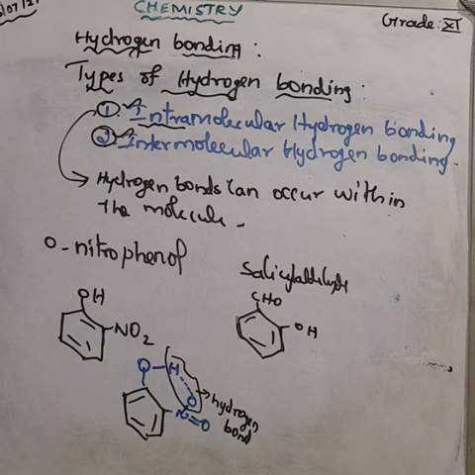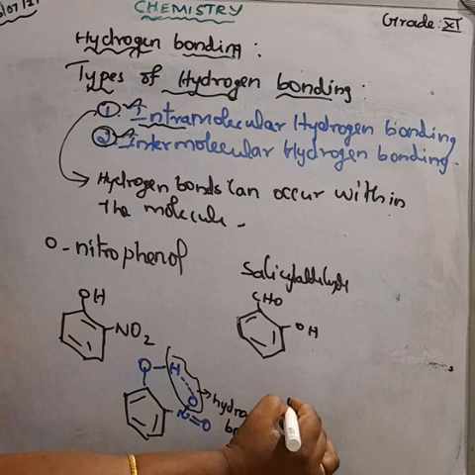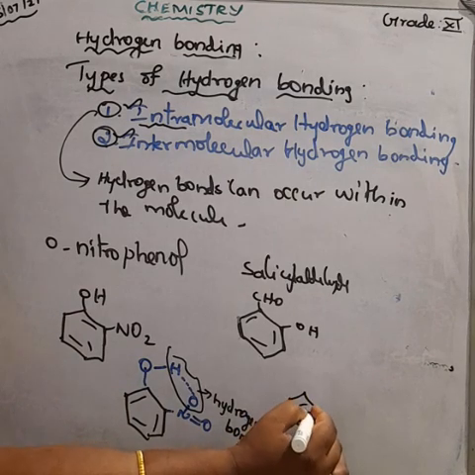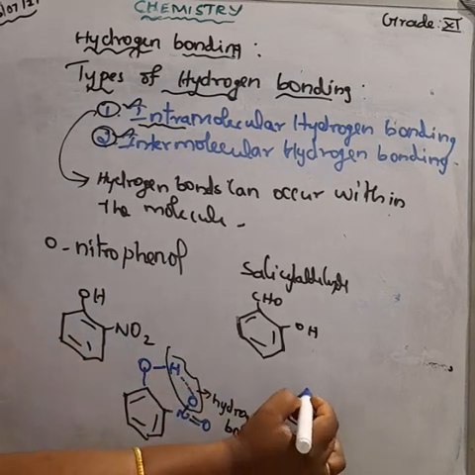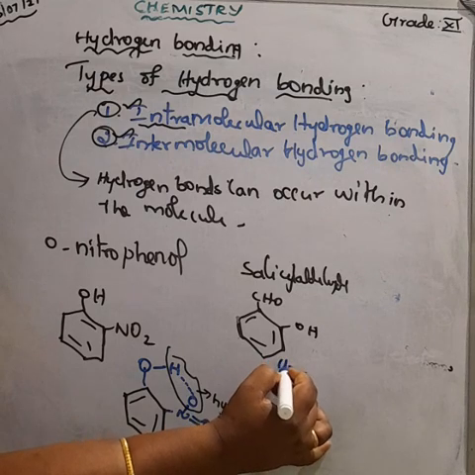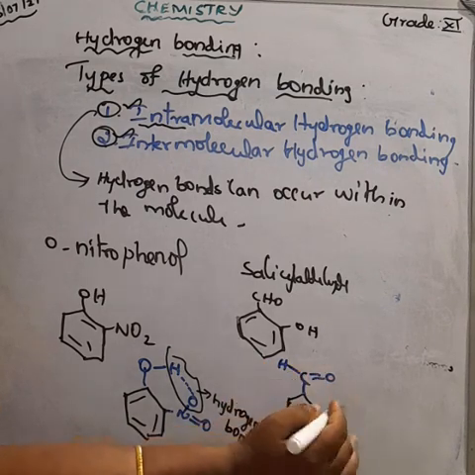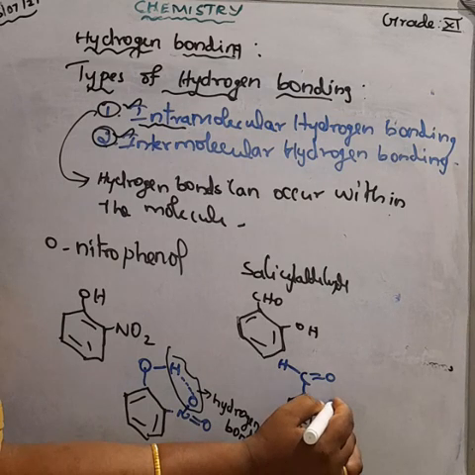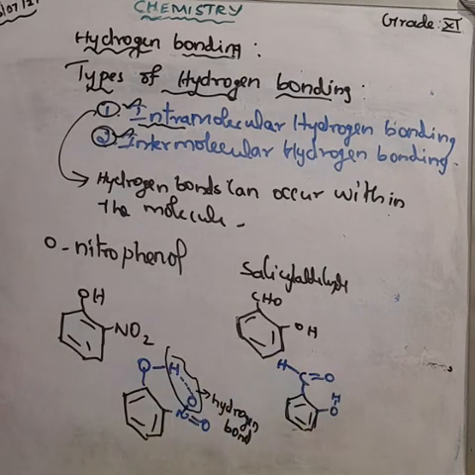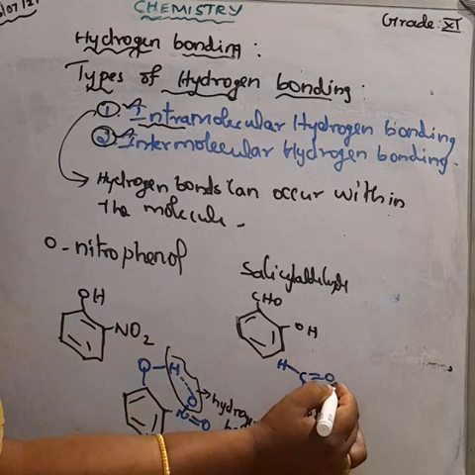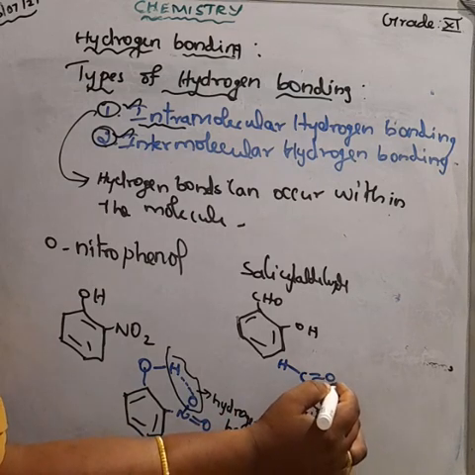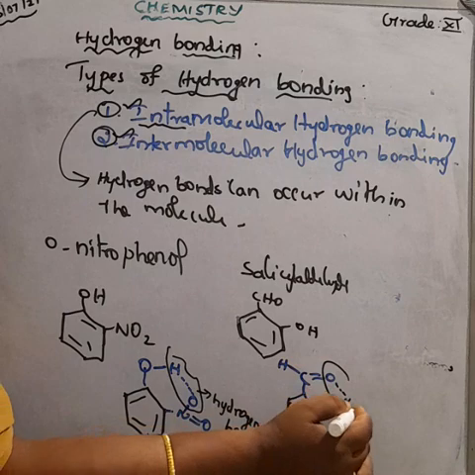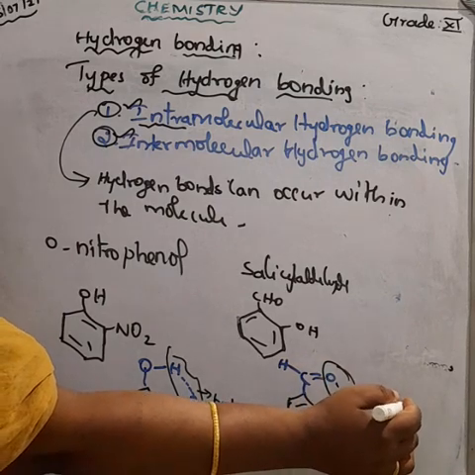And another one, salicylaldehyde also. The hydrogen bonding takes place between the oxygen in the CHO group and the hydrogen in the OH group. This is called intramolecular hydrogen bonding. Hydrogen bonds that occur within the molecule are called intramolecular hydrogen bonds.